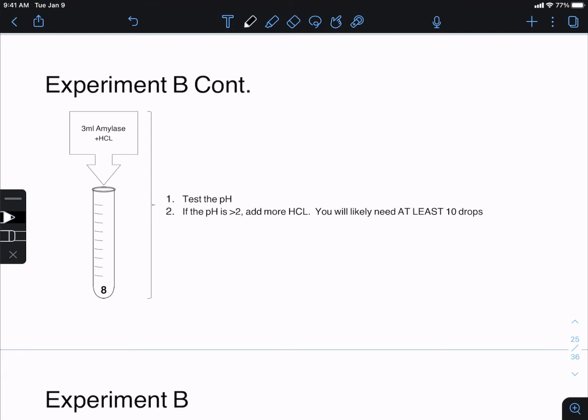Tube 8, full strength amylase and HCl. You needed enough HCl to make your pH less than 2. Our goal is a pH of 1 to 2. You will probably need 10 drops or more. You will check your pH frequently to see where you're at. So you're going to add some drops of HCl, check, add some more drops of HCl, check, add some more drops of HCl, and so forth until you get to a pH of 2. It's very important that you actually get down to that pH of 2.